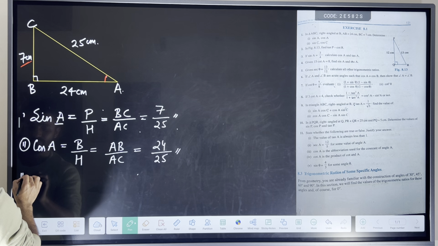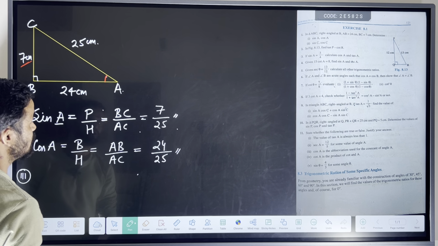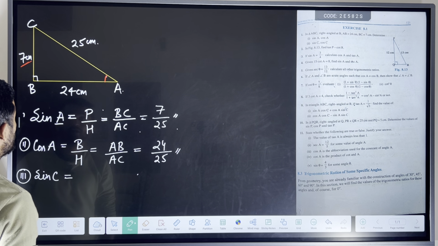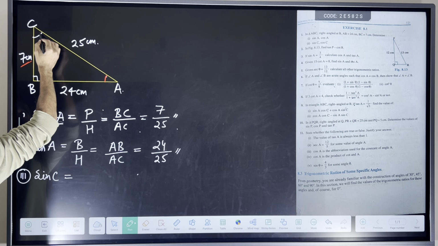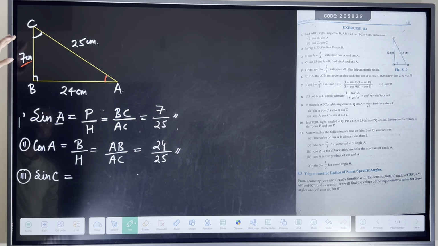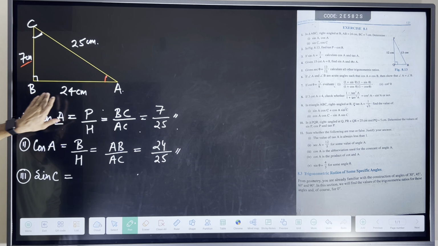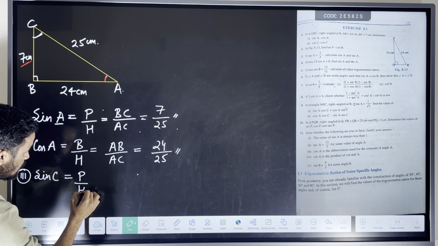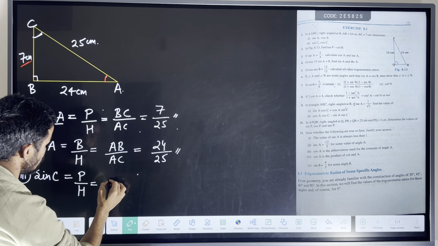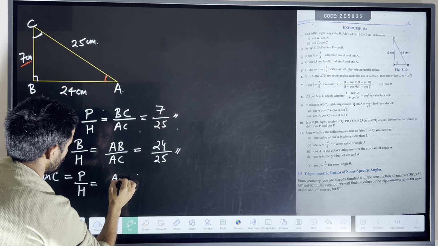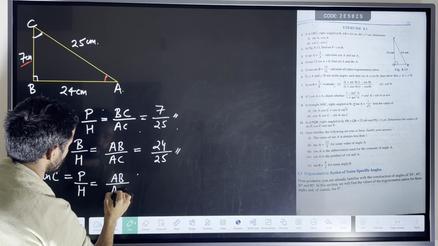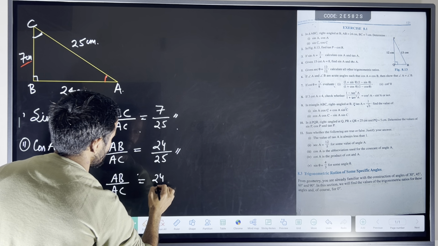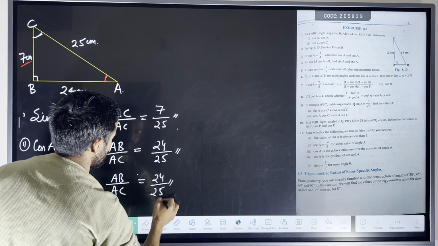Third one, sine C. Now for this angle, base will be BC and AB will be perpendicular. Sine again is perpendicular upon hypotenuse. What is perpendicular for this? For this, perpendicular is AB and hypotenuse is AC. Now AB is equal to 24 and AC is equal to 20.